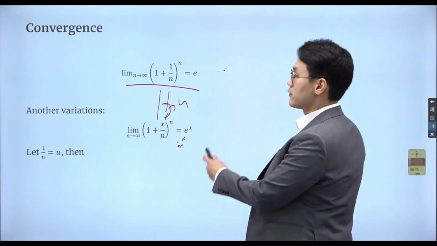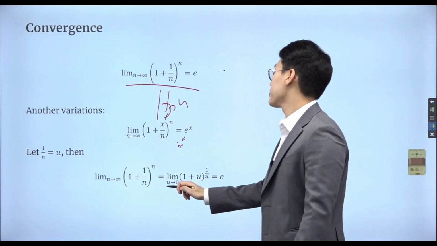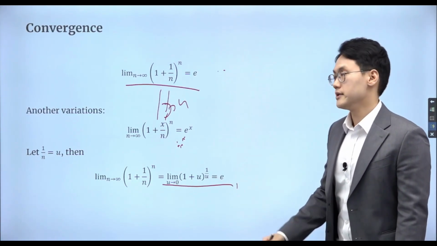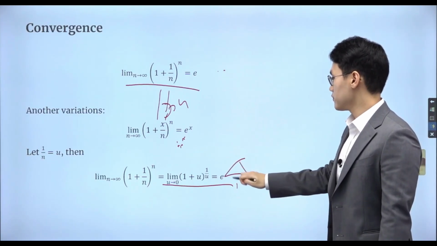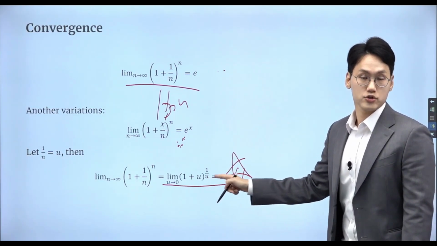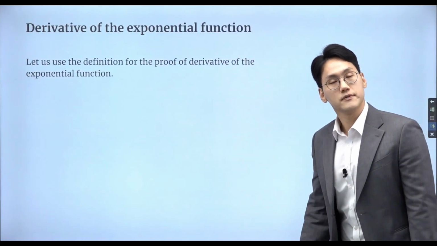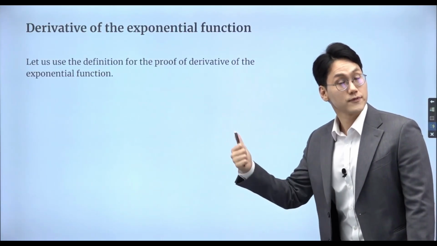Another variation here is that the limit of (1 plus u) to the power 1 over u, as u goes to 0, is also e. This is also a very important variation, because you often use it in calculus when you're trying to prove the first derivative of the exponential function using the first principle, and that's what we are about to do. Let's get to it.